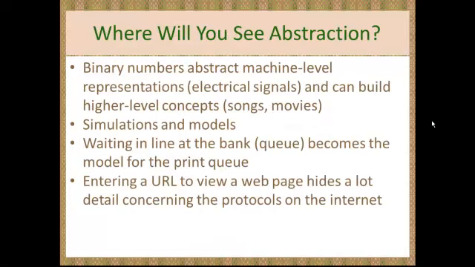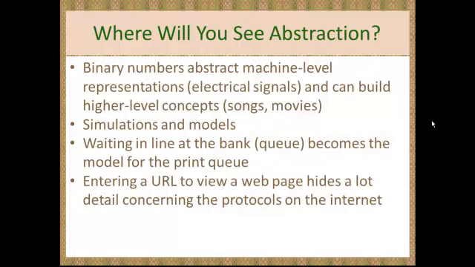To wrap this up, I'm going to talk a little bit about where we're going to see abstraction coming. Real soon, you're going to see that there are binary numbers, and these binary numbers really are, in the end, electrical signals in the computer. Believe it or not, binary numbers on a DVD are pits that a laser has burned onto the DVD, but we abstract them as binary numbers. They end up building songs and movies, and we'll see how that works in the next chapter.